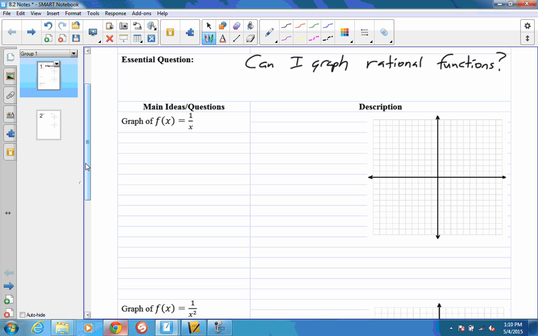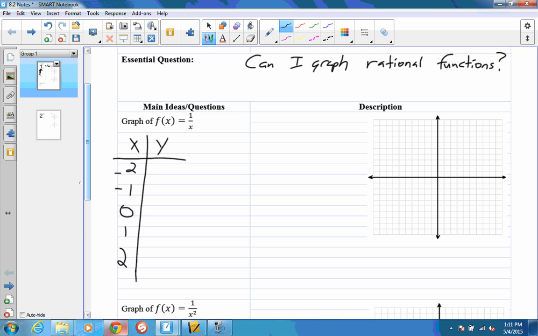So when we graph f of x equals 1 over x, that's a rational function, right? You see my x is in the denominator. Nothing changes. What do I always start with when I graph? I start with a chart, x and y. I'm going to start with pretty easy numbers: -2, -1, 0, 1, and 2.